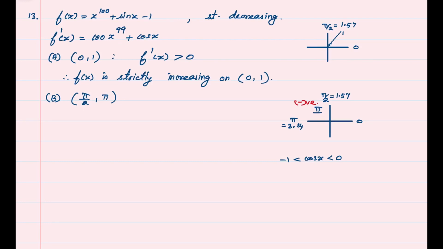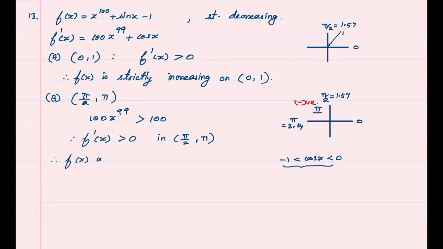For example, let us take 2 from the second quadrant. 100 times 2 power 99 is going to be a very large number when we compare it with this cos value. In this interval, 100 times x power 99 is going to be very large. Definitely it will be more than 100 because x is greater than 1 in this interval. And when we compare this value with the second term, that is cos x value, cos x is a very small negative value. The final answer is going to be a positive number. Therefore, f dash of x in this interval is greater than 0. Therefore, f of x is strictly increasing on the open interval pi by 2 to pi.